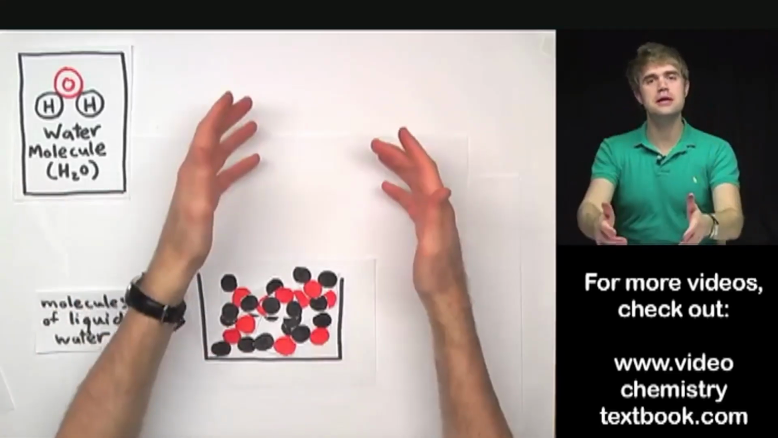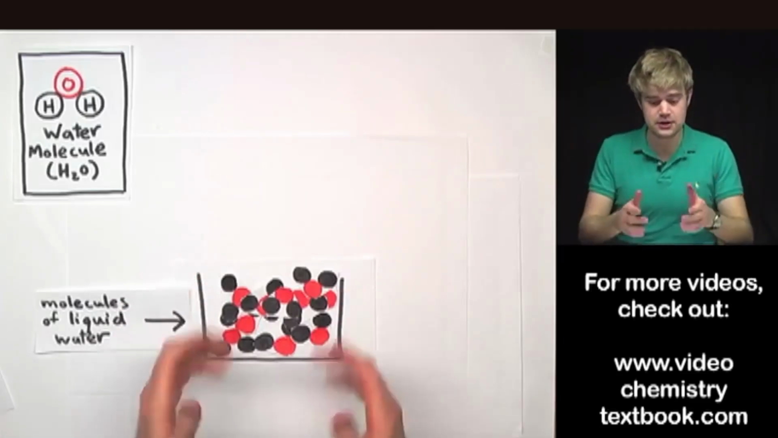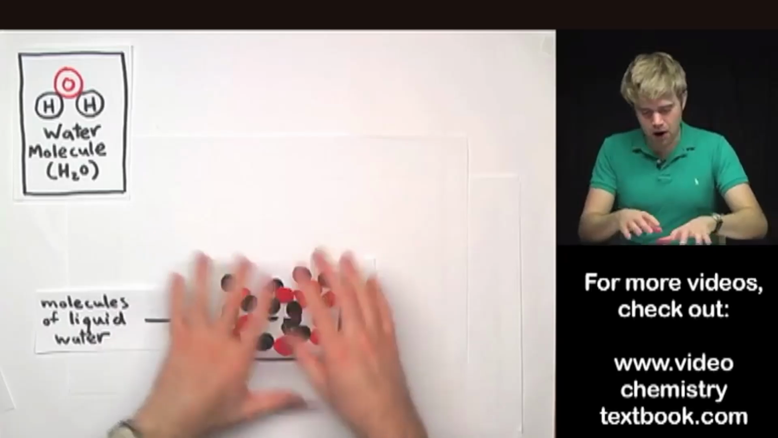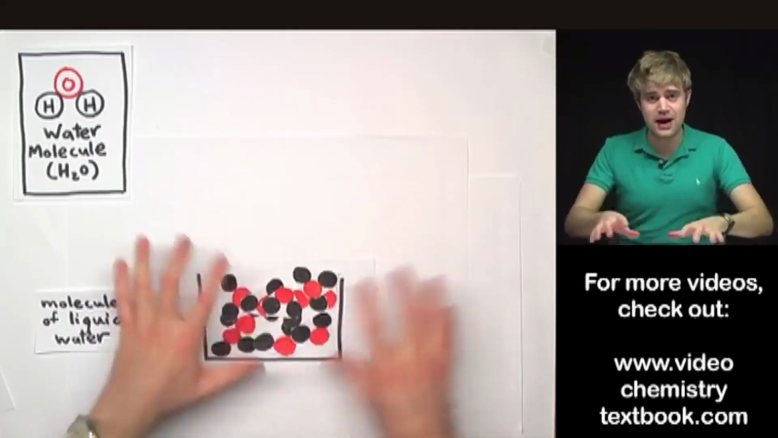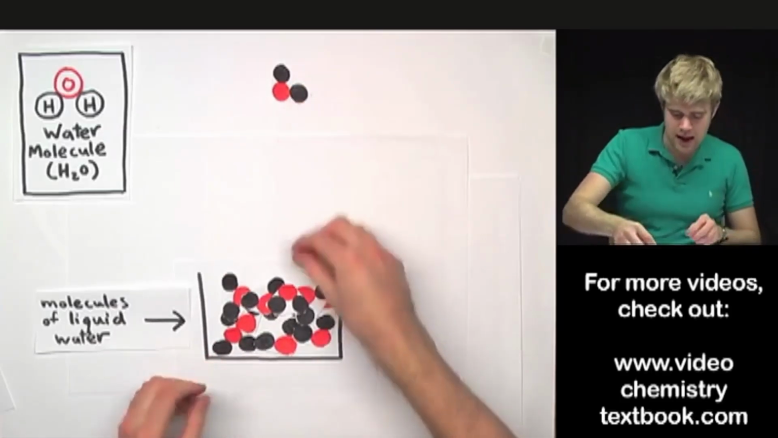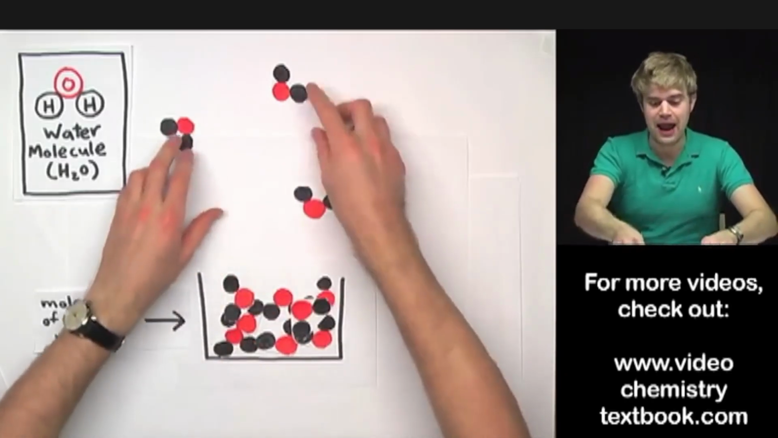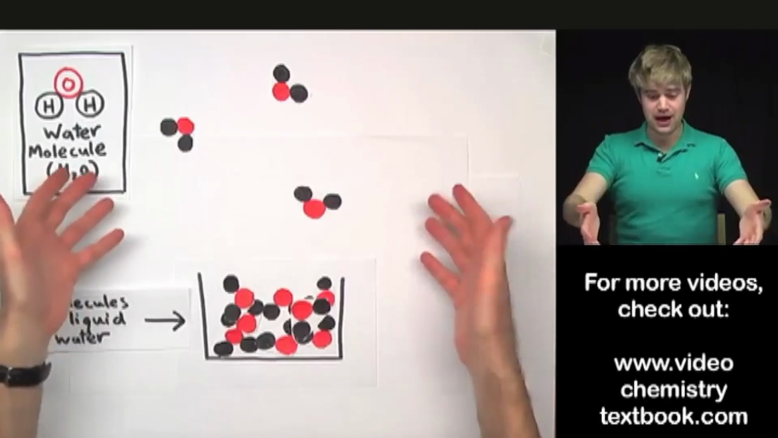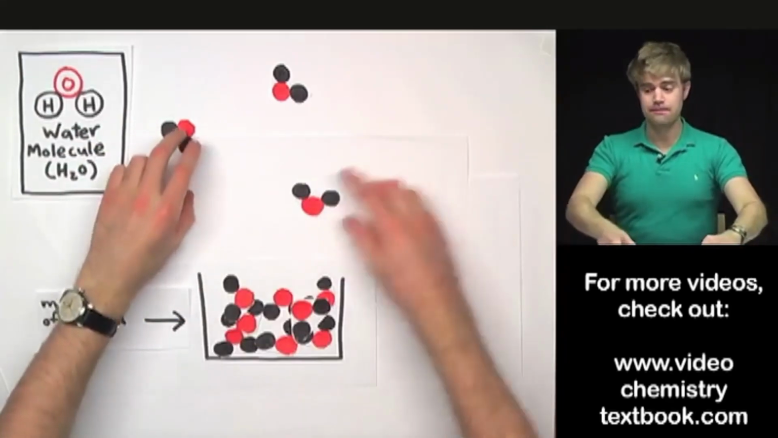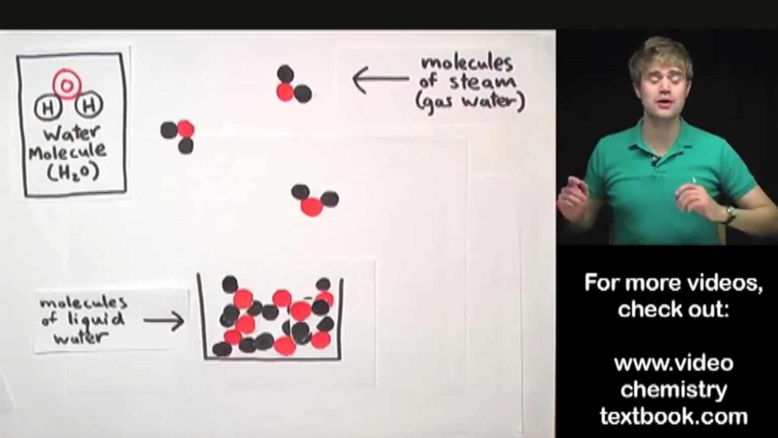Let's now make some steam, some gas water. What we're going to do is heat up this liquid water. And as we heat it up, the molecules in it are going to start moving faster and faster and faster until some of them are moving so fast that zoom, they can jump right out of the liquid water, enter the air above that liquid, and start flying around. Now, these guys up here are molecules of steam, also known as gas water.